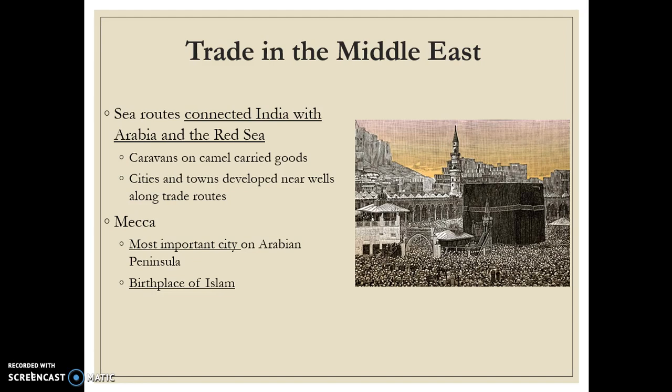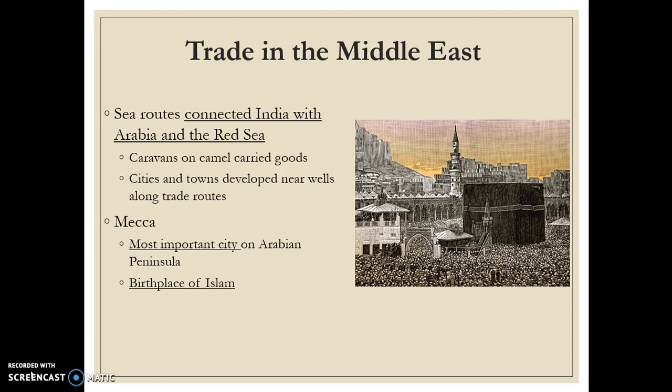Okay, so first we'll talk about trade in the Middle East and how that led to the rise of a new religion. So the sea routes around the Arabian Peninsula connected it to India and the Red Sea, and so there was a great deal of trade going back and forth, thanks to the domestication of the camel. Because the camel could traverse through the desert without a lot of water, people began to travel in caravans to trade in further areas. And so cities and towns began to develop near those trade routes as a result of the increased trade.